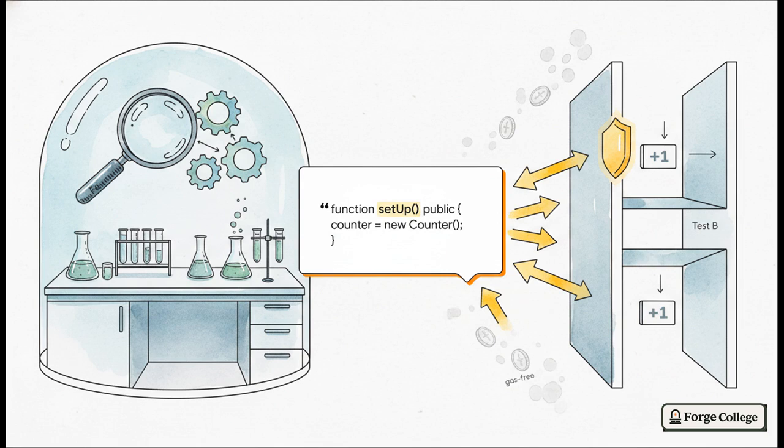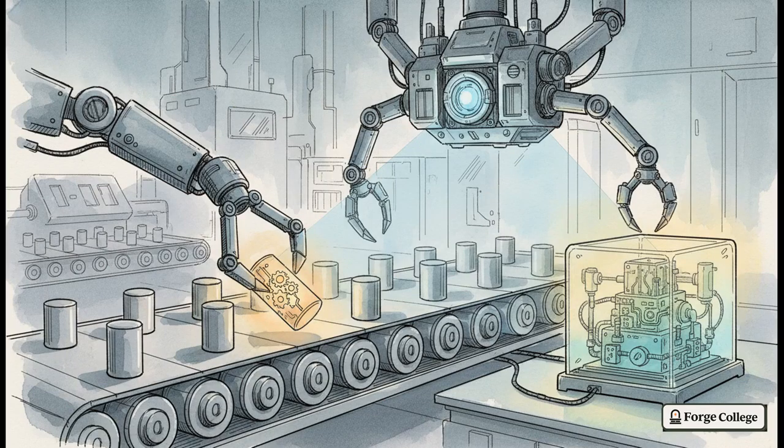What this does is guarantee that test A won't accidentally leak data or state into test B. It gives you absolute 100% isolation. So once that pristine setup is ready, how does Forge actually know what to test?